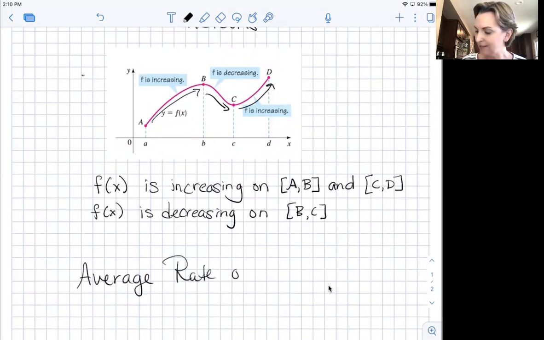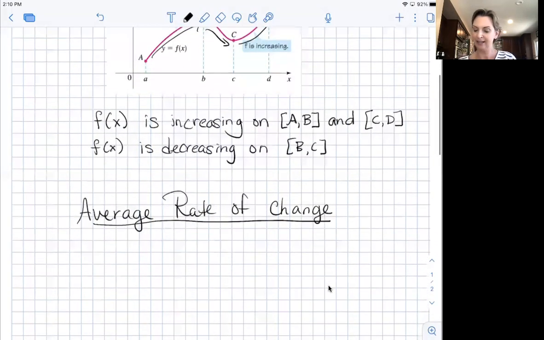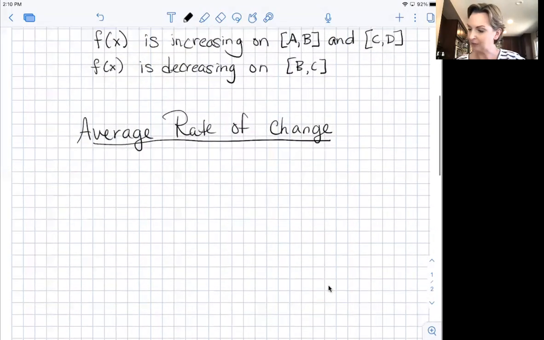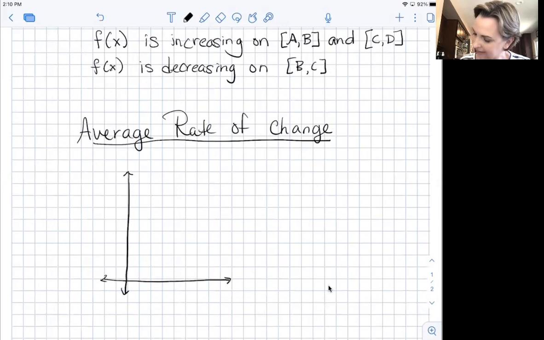Average rate of change. If I have a function, I'm just going to go ahead and write it on the little graph here. Let's say my graph looks like that. That's my function.